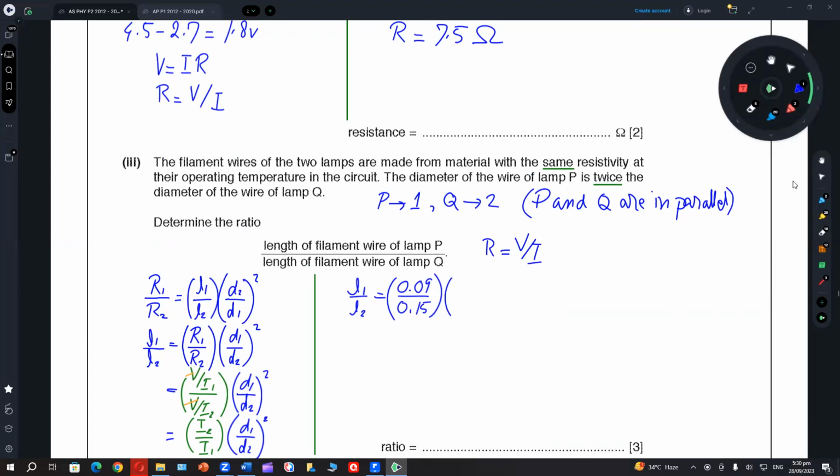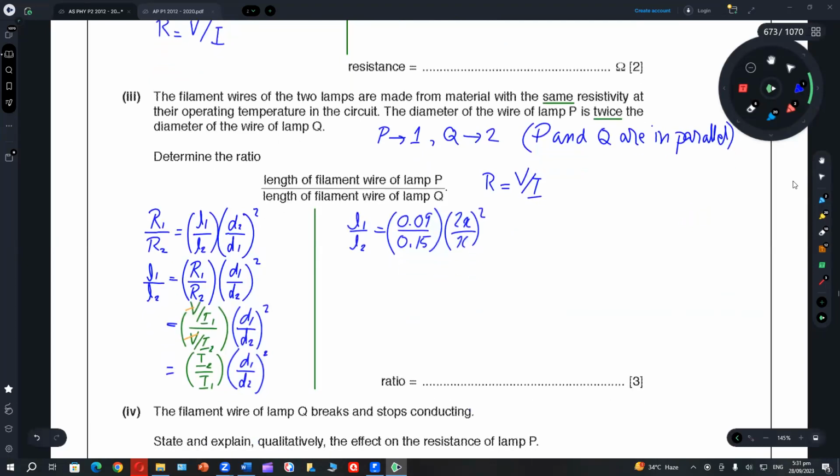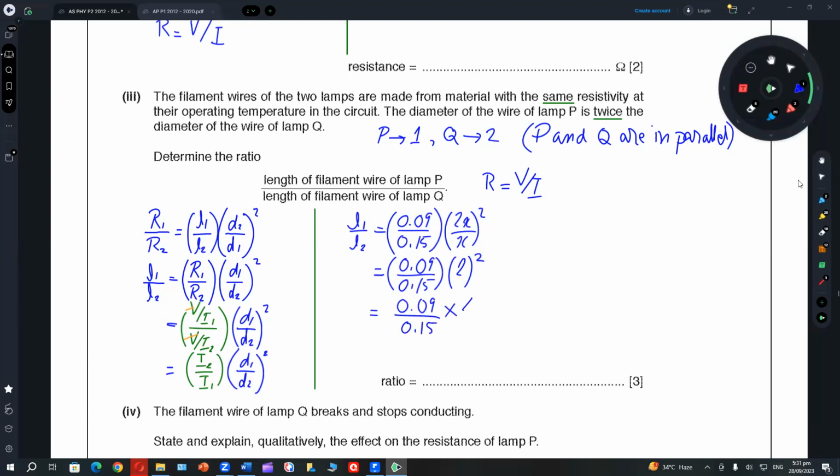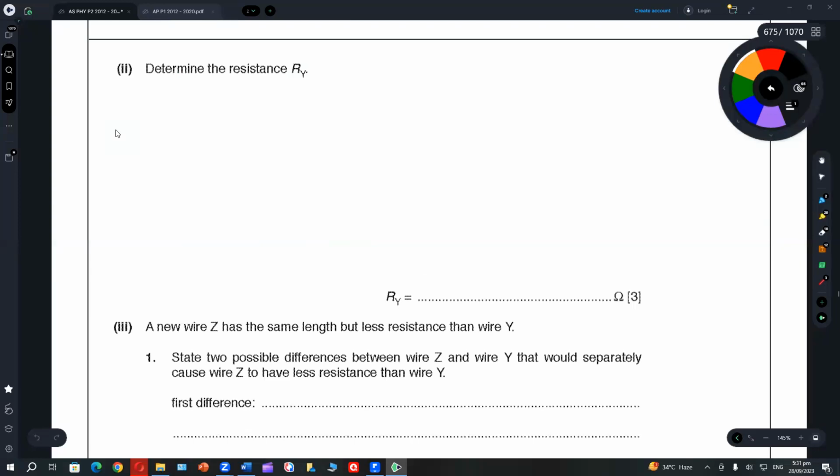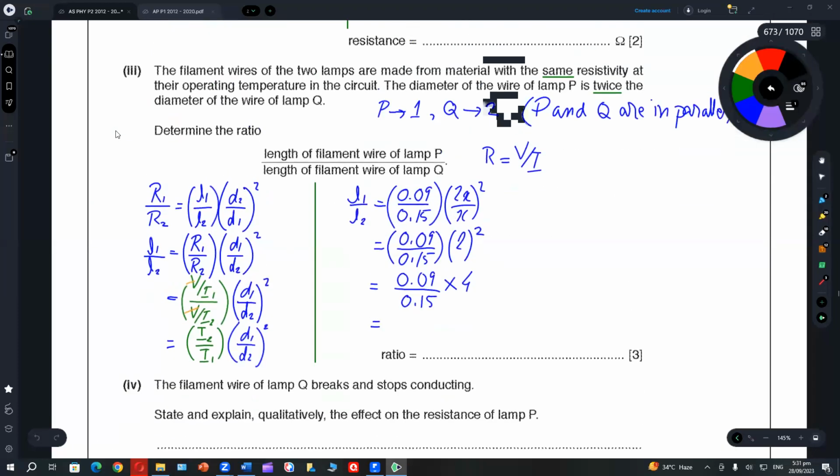D1 upon D2. You see the diameter of the wire P is twice the diameter of the lamp Q. So it will be 2x upon x whole square. So that'll be 2.4.